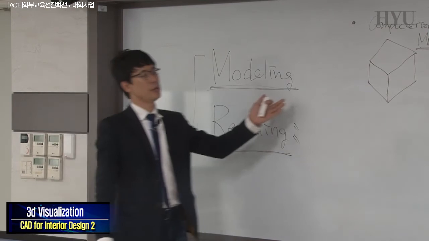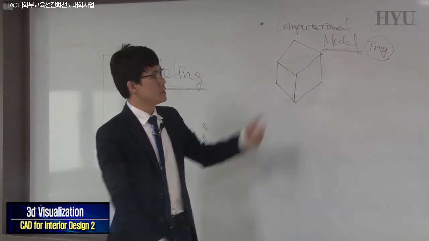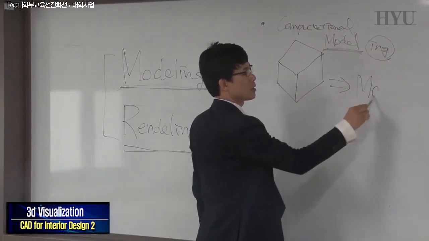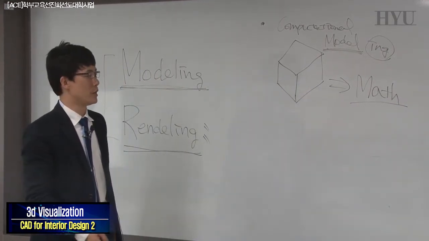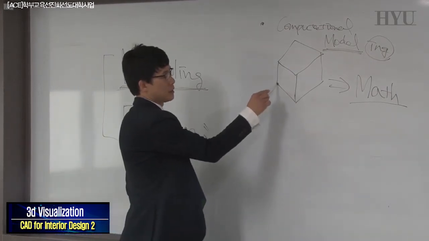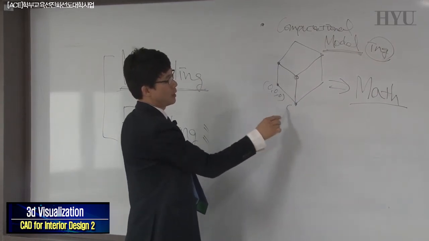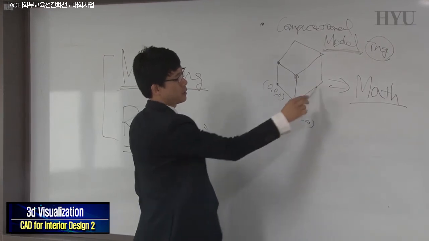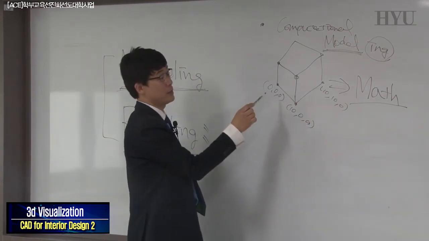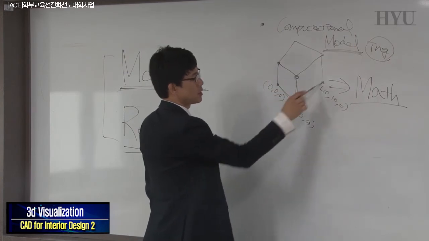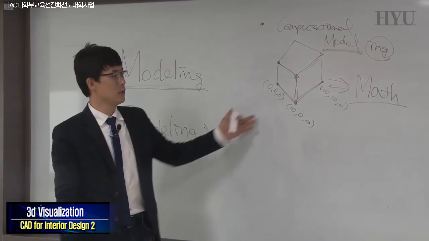So modeling is to create a computational model, the process to make your own model. This is something close to math, not art or visualization. Because this one has Cartesian coordinate points on the computer side, 0,0,0 and 10,0,0, and this one 10,10,0, something like this. Computer recognizes this one in this way and their connection, topology, and then comprehends this geometry. What is modeling?